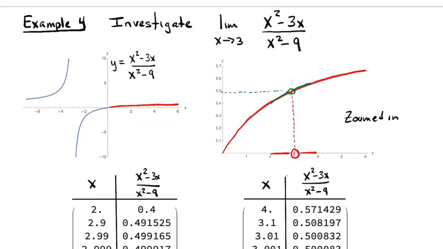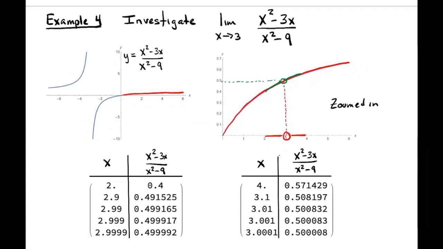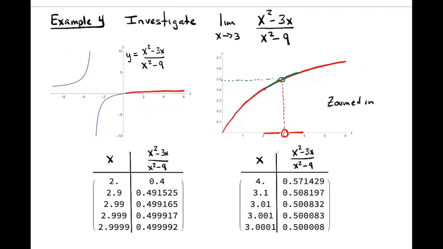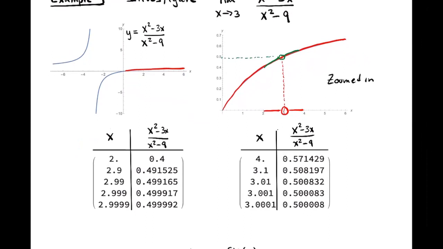What about the tables? Let me squeeze this down a little bit so we can see it all at the same time. Over here in this table, what have I got? On the left hand side of this table in the x column, I've got a bunch of numbers that are approaching 3 from values that are less than it. Over here, I took a bunch of numbers that are also approaching 3. They're all bigger than it.